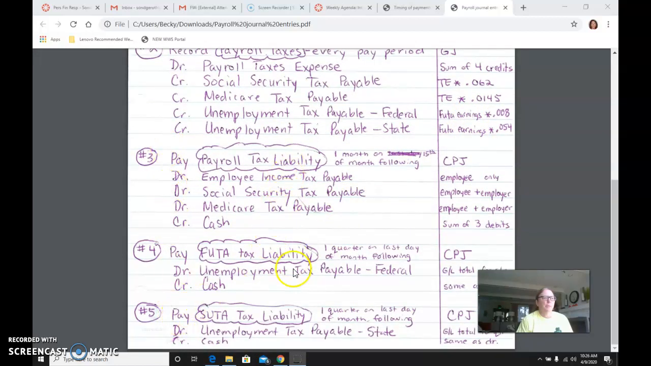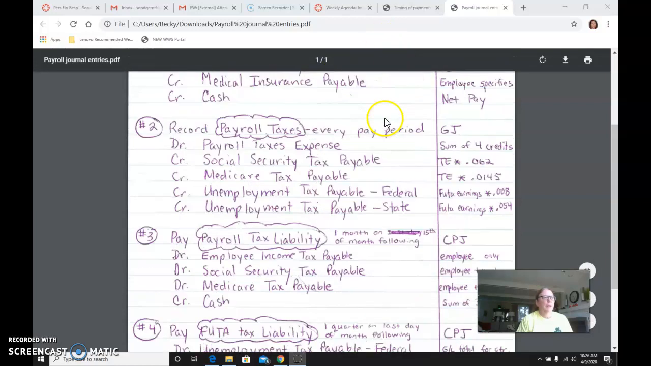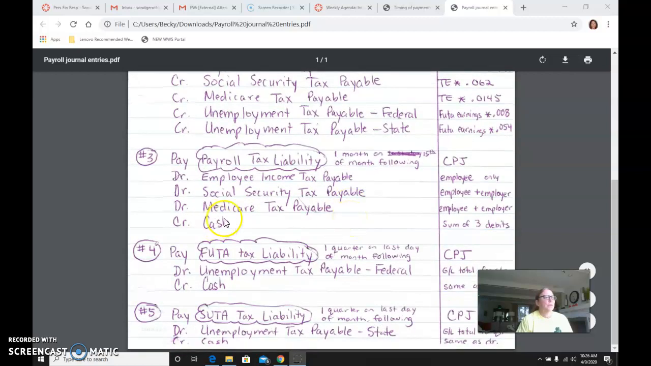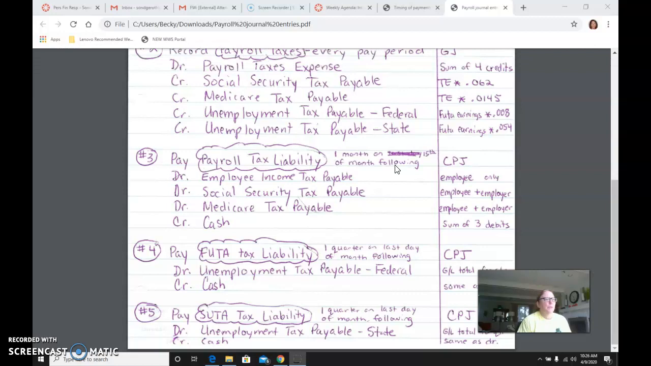The last three are just paying off all those liabilities from both the employee portion and the employer portion. So first thing we do, typically 1 month on the 15th of the month following, is we pay all of the employee income tax, Social Security, and Medicare. So this is only the employee portion. This is both the employee from entry 1 and the employer from entry 2's liabilities. And then the same on Medicare from entry 1 and entry 2, the employee and employer portions.